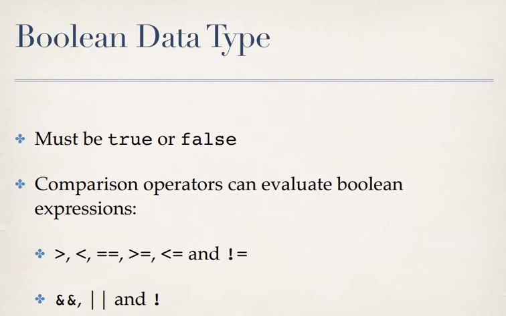Boolean, it must be either true or false. Bool. So we use comparison operators which evaluate the Boolean expressions. Greater than, less than, greater than or equal to, less than or equal to, or not equal to. The relational operators. And we have logical operators: and, or, not.